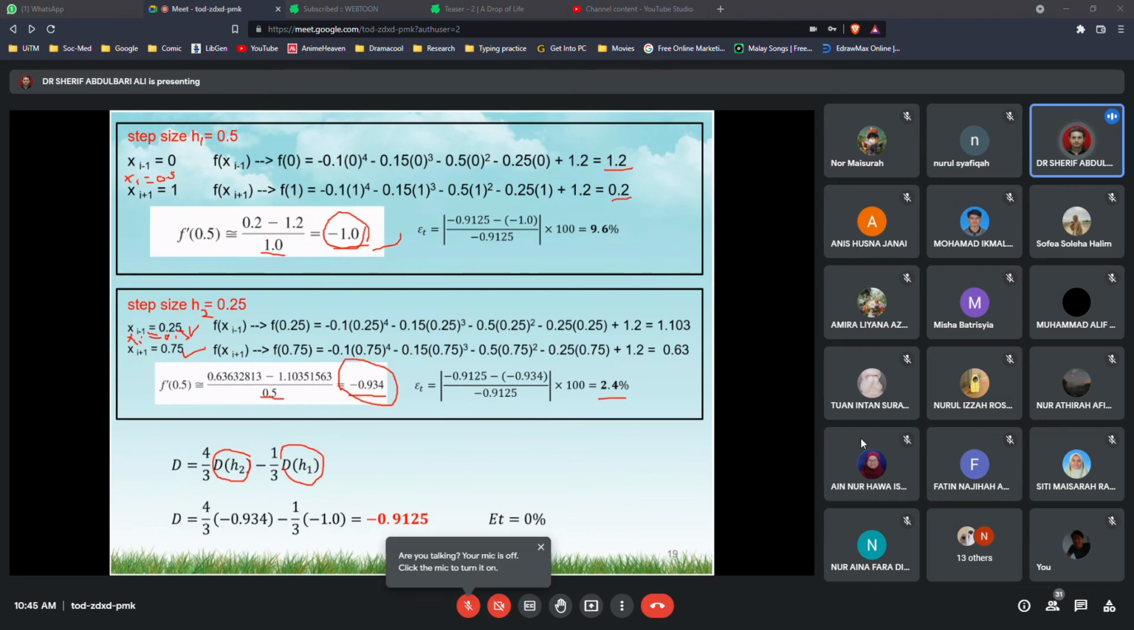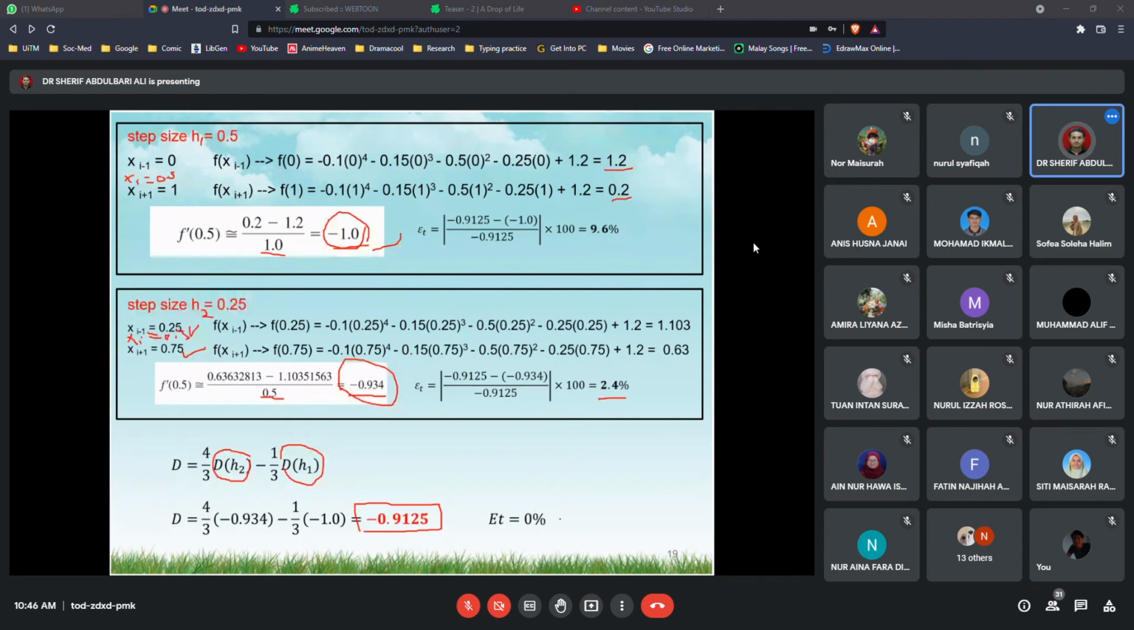So the 3 times negative 0.934 minus 1 over 3 times negative 1. So the answer is negative 0.9125, which is exactly the true value. So clearly the relative error is equal to 0%.